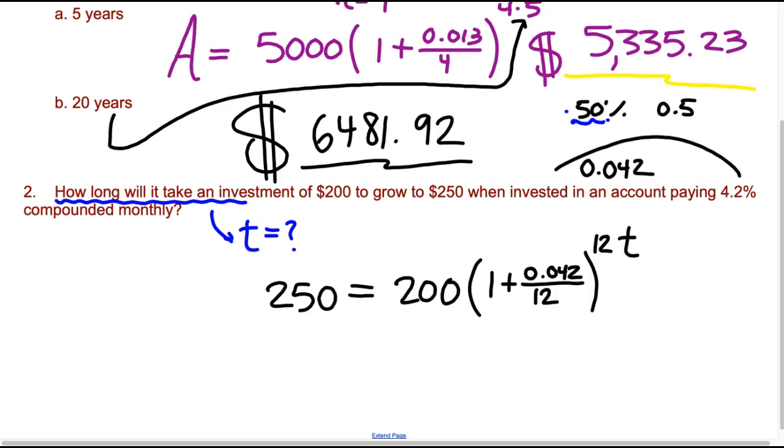0.5. So like right here, 4.2%, if I move that 2 to the left, now I have 0.04. Wait, 2 to the left is going to be right there. So it's right there.